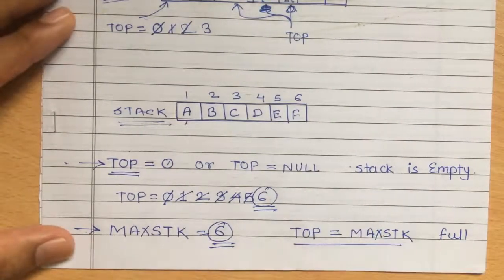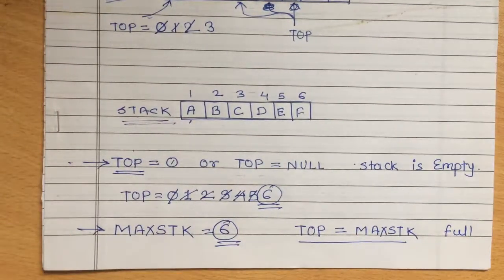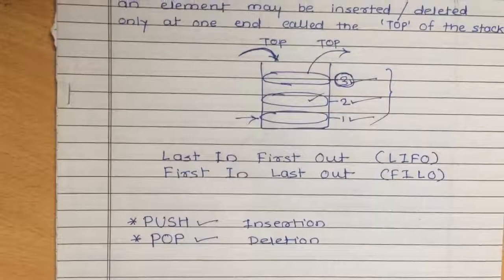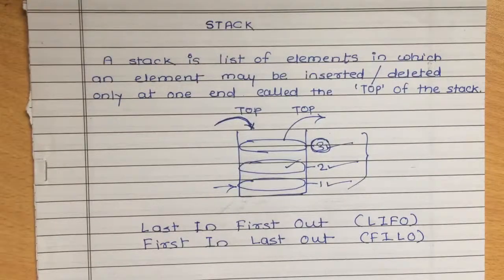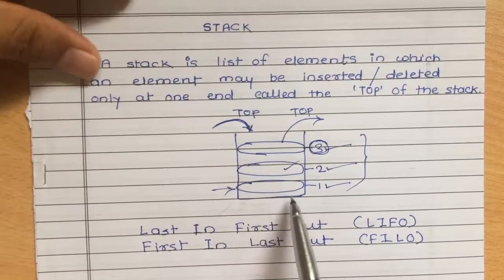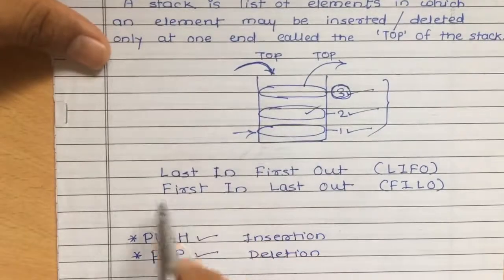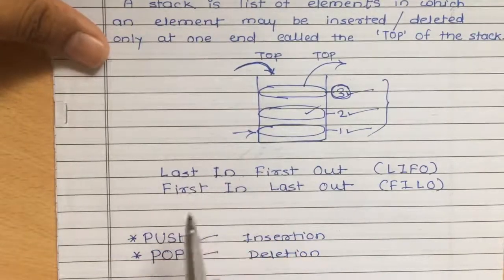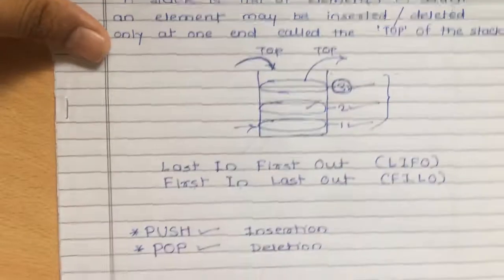So just recall what we have studied till now. We have studied the definition of stack. A stack is a list of elements in which insertion and deletion are carried out from one end, called the top end. I have shown one simple example of a stack of dishes. We also call stack last in first out, or first in last out.